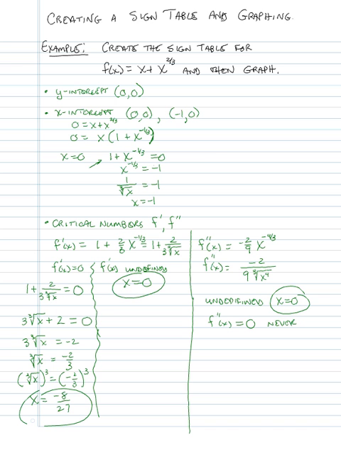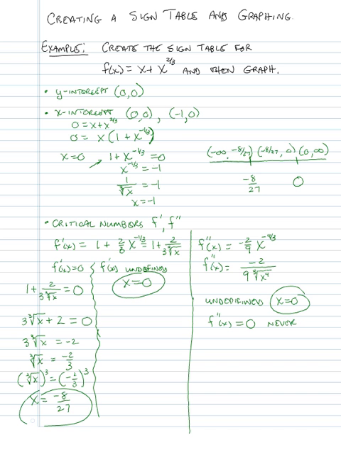So when we're getting ready to set up our sign table, we really only have 2 different critical numbers. One critical number is shared by the first and second derivative, and the other is just with the first derivative. The critical numbers are these 2 values. So our intervals are going to be negative infinity to negative 8 over 27, then negative 8 over 27 to 0, and then from 0 to infinity.